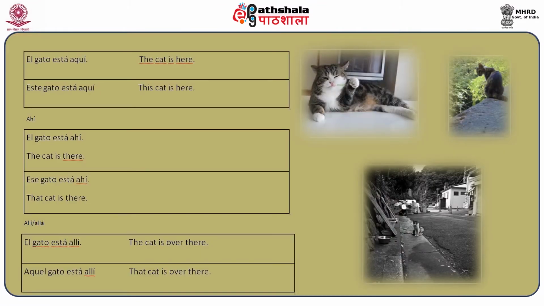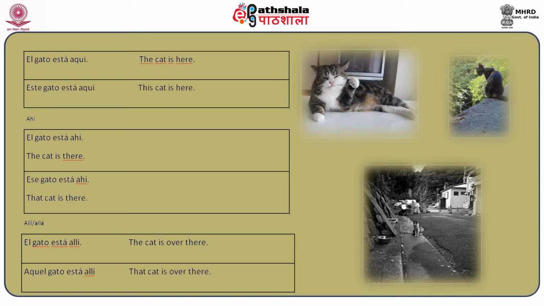For example, if I say the cat is here, then it is el gato está aquí. Or if I say this cat is here, because the distance is not far, I will say este gato está aquí. If I say the cat is there, which is a bit far, then I'll say el gato está ahí. And if I say that cat is there, it will be said as ese gato está ahí.